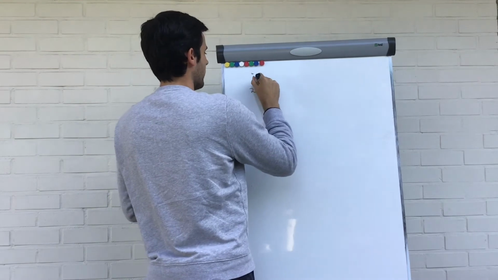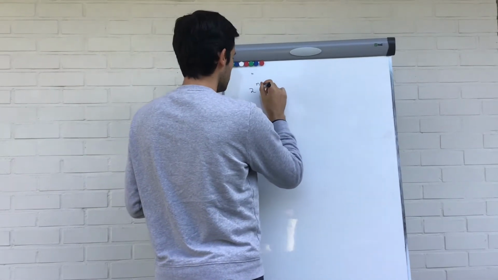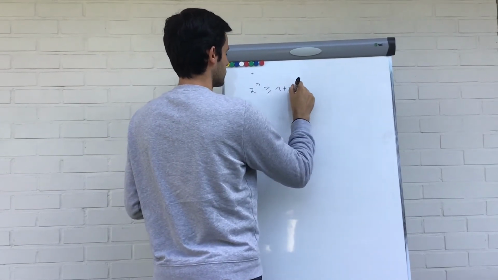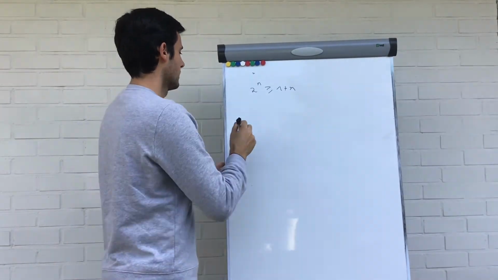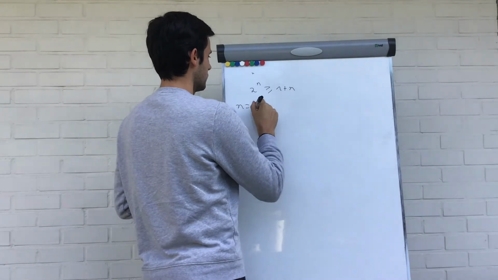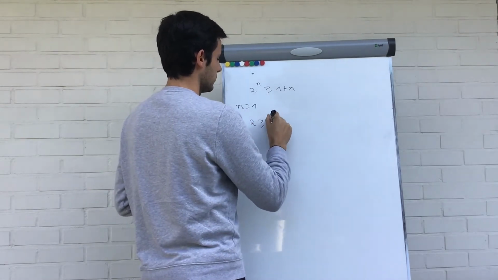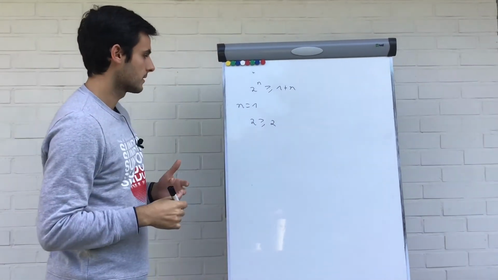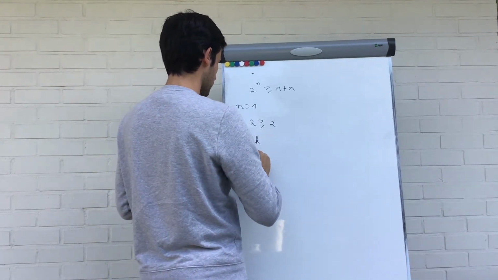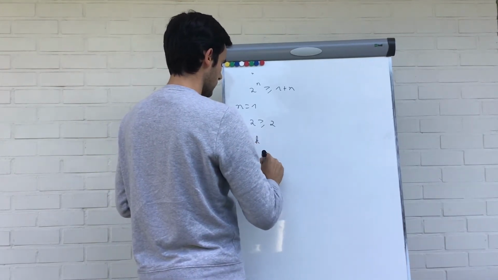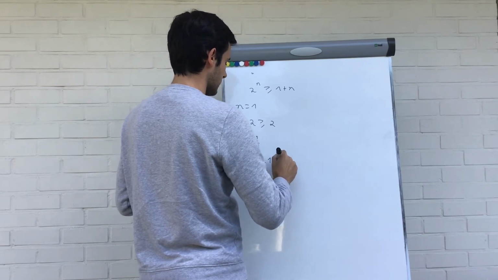2 to the power of n is larger or equal than 1 plus n. So, same first step as the first exercise. n equals 1. So we have 2 is larger than or equal to 2. So that's correct. Then next, n is equal to k. So we have 2 to the power of k is larger or equal than 1 plus k.